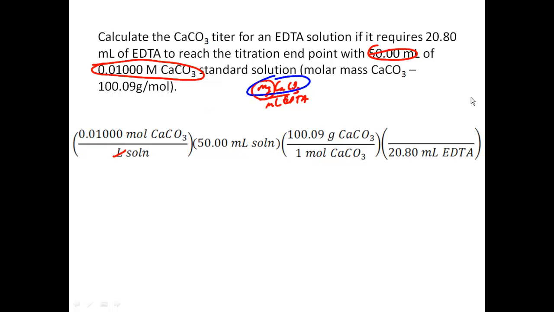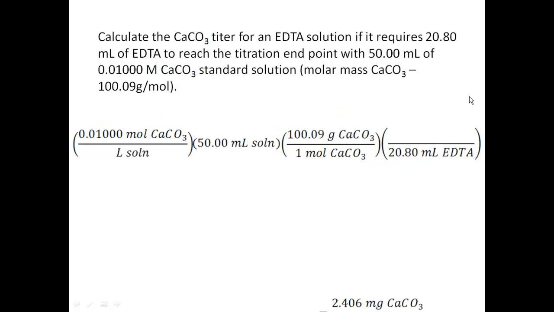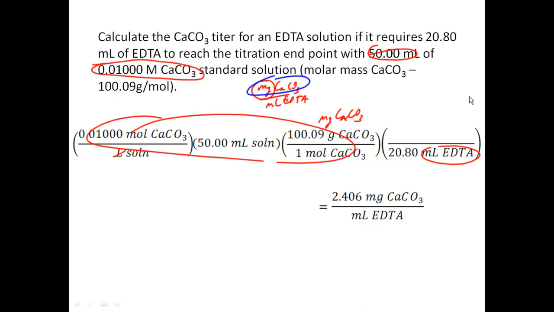Okay, so all this gives me milligrams of calcium carbonate over my milliliters of EDTA. I multiply that out. I get my titer, which is 2.406 milligrams of calcium carbonate per milliliter of EDTA. Significant figures in this problem, the least was 4, so I should have 4 in my answer.